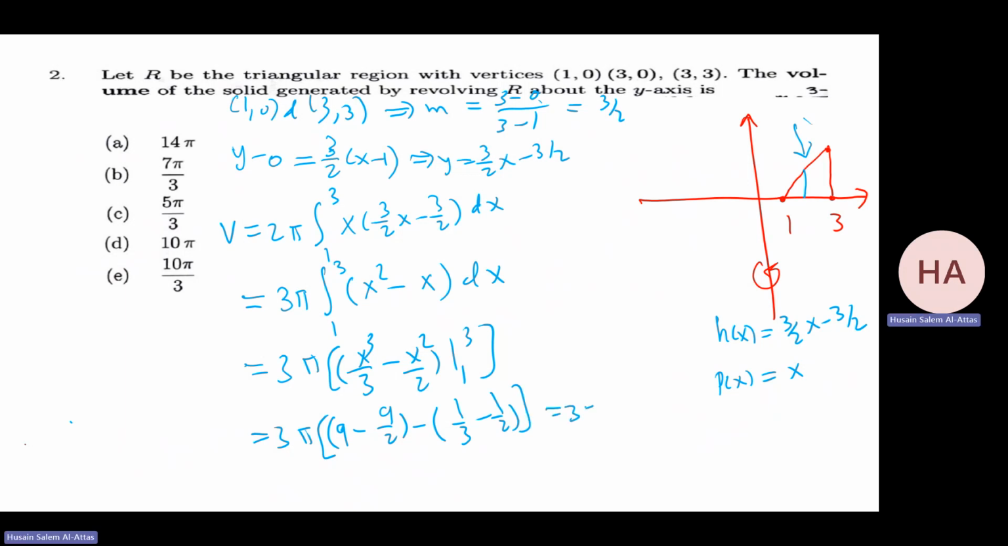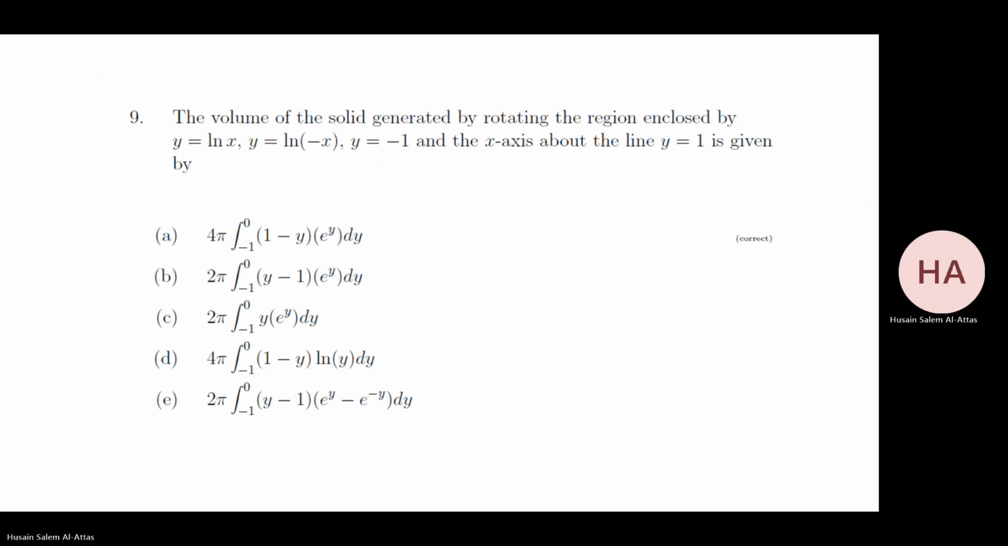That gives me 3 pi times 9 minus 9 over 2 plus half, which is minus 8 over 2, minus 4, minus 1 over 3. That gives me 3 pi times 5 minus 1 over 3. That will be 3 pi times 14 over 3, which gives me 14 pi, which is this one. Okay.